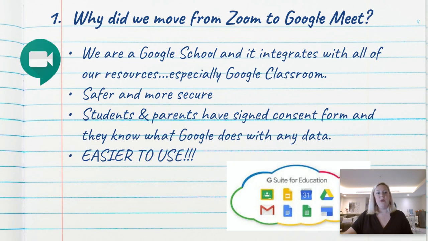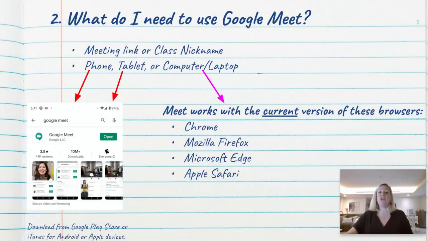So the first is, why do we move from Zoom to Google Meet? First off, we're a Google school. Most of our teachers are Google Level 1 trained, so it integrates with all of our resources, especially Google Classroom. It's safer and it's more secure. Students and parents have a signed consent form and they know what Google does with any of their data. And it's easier for us to use, again, because it integrates with the G Suite for Education apps and so on.